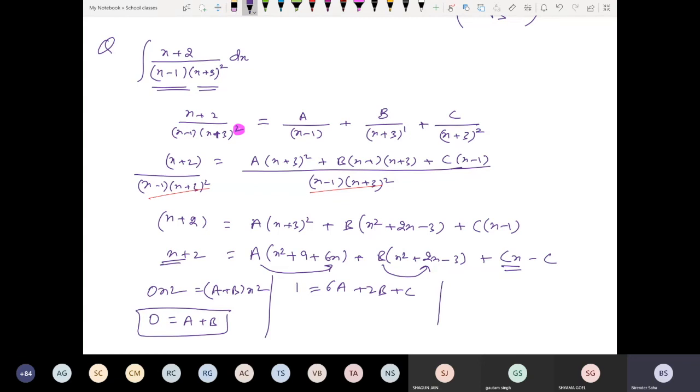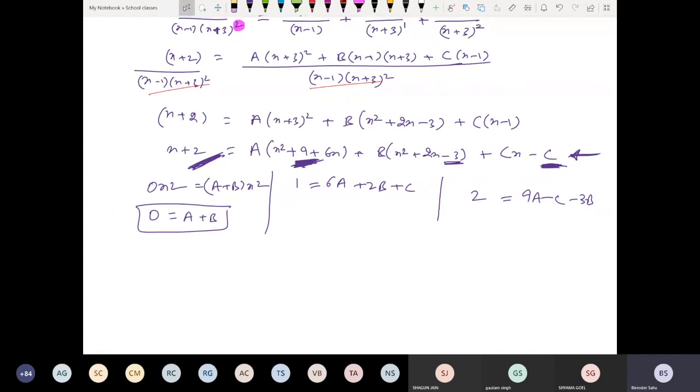Okay, and what will be the third equation? See, the constant coefficient is nothing but 9a, and it is 2. This is the constant coefficient. Or you can simply get the constant coefficient by putting 0 on both sides. If you put x as 0 on both sides, we will be left with 9a and minus c and minus 3b, and here we are left with 2. Okay, so these are 3 equations.